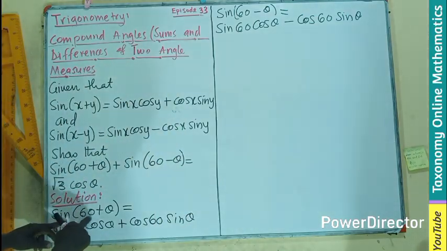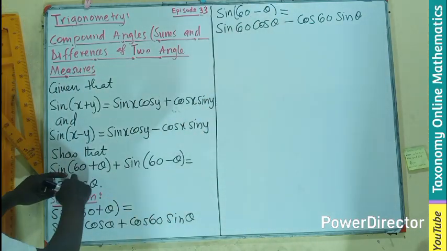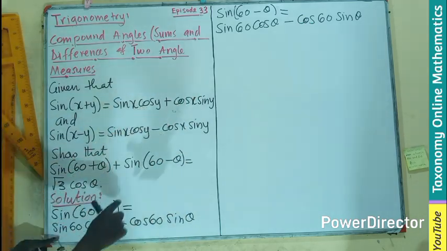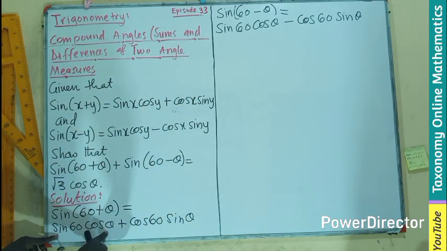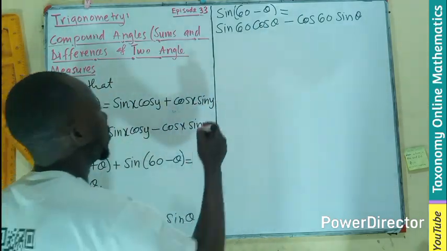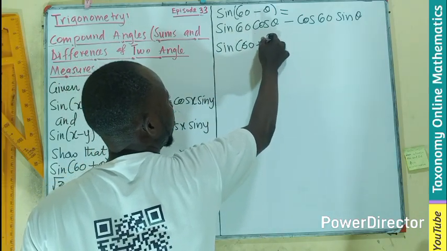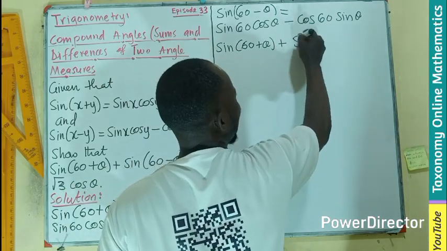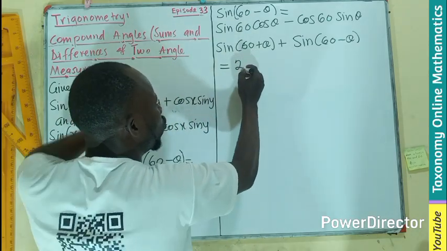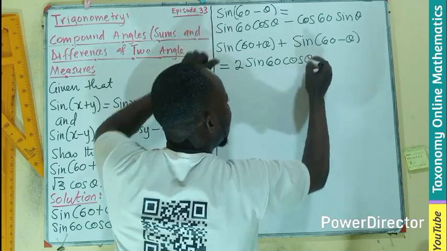We are adding the sine of 60 plus theta to the sine of 60 minus theta as we have been given here. So the first one plus the second one, meaning this expansion plus that expansion. I can see sine theta cos theta, sine theta cos theta. When I add these two, sine 60 plus theta plus sine 60 minus theta will give us 2 of the sine 60 cos theta. That's the first one.